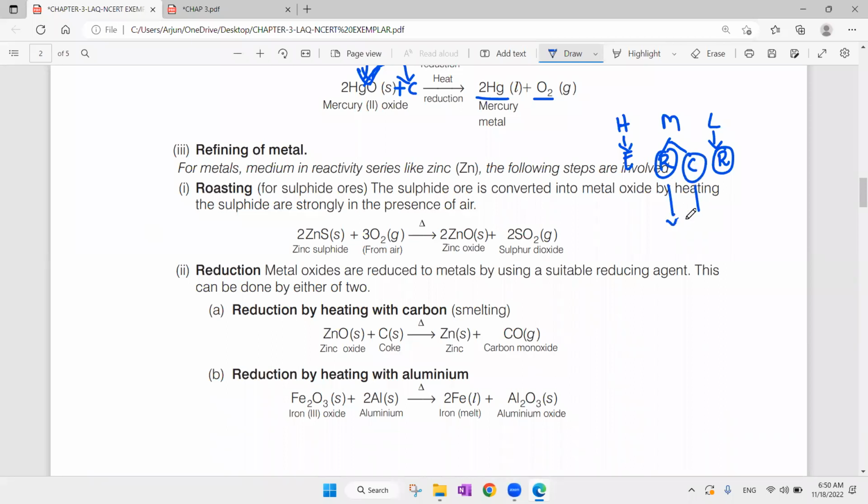After doing roasting and calcination, it will be converted to metal oxide. Again, that metal oxide, we can go with the reduction process. After the reduction process, we are going to get metal. That metal, we will do refining like that.